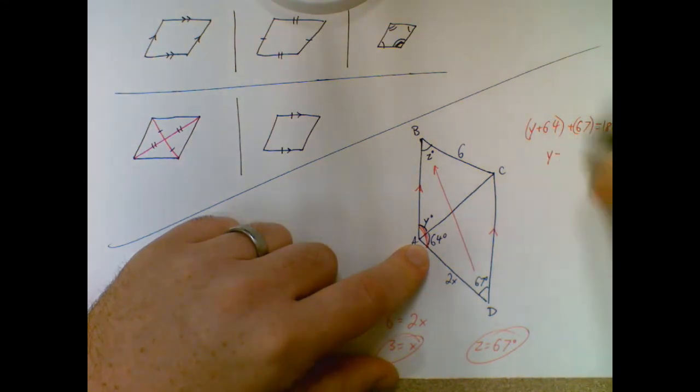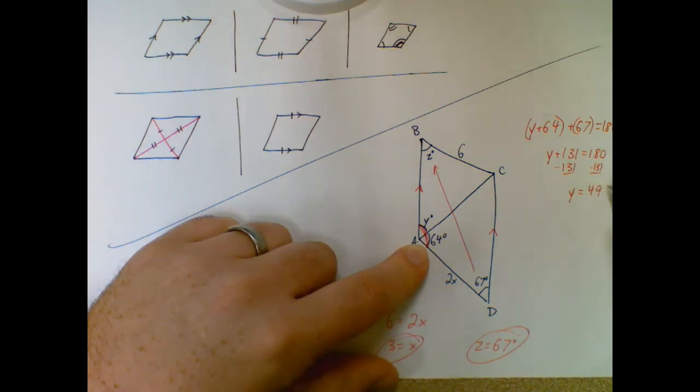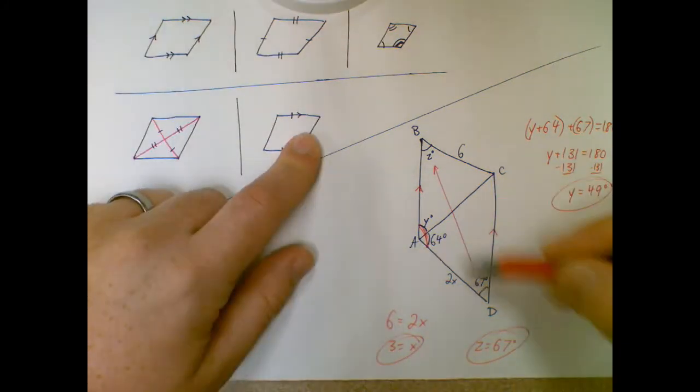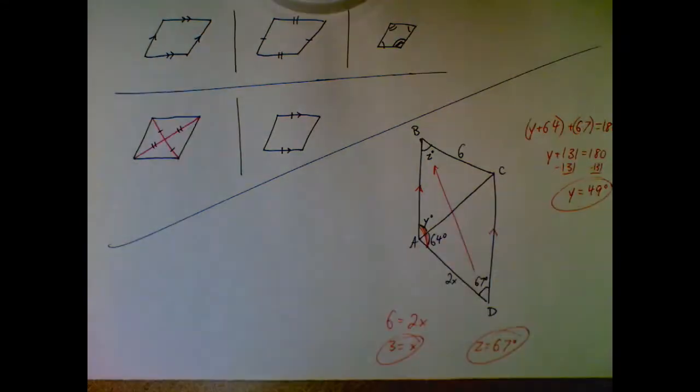So let's simplify this up. 64 and 67 is 120 and 11, so plus 131. Subtract that 131, and we end up with 49 degrees. Okay. So I can use these different relationships to find a bunch of information in here. So that's how we use some of that stuff if we know something's a parallelogram.